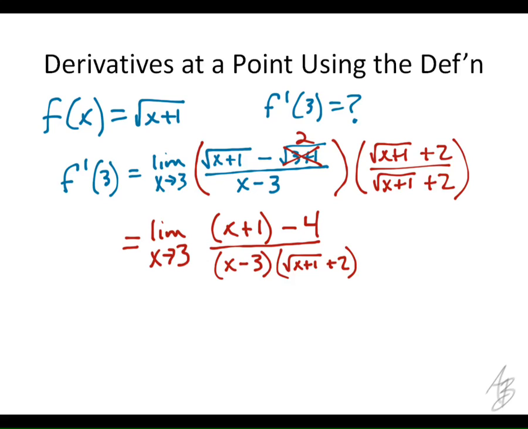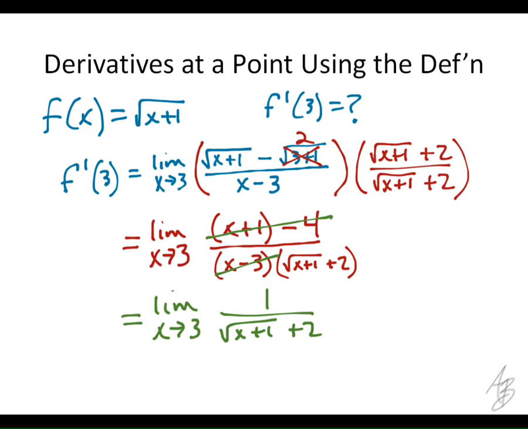Yeah, on top, x plus 1 minus 4 is the same as x minus 3. So that is going to cancel with our x minus 3 here. And remember, we can only do this because we're taking the limit as x approaches 3, so we know x is not equal to 3. If x could equal 3 here, we couldn't cancel these out because we would be dividing by 0. Okay? So when we do cancel those out, we get the limit as x approaches 3 of 1 over square root of x plus 1 plus 2.